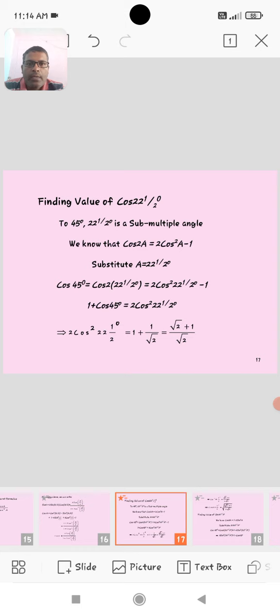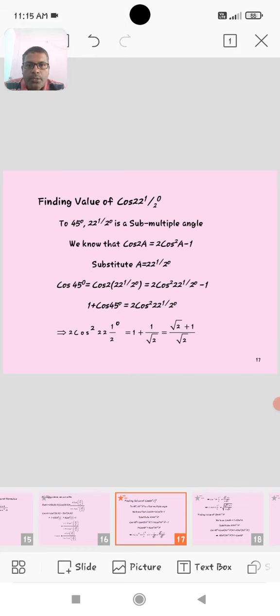Substitute a equal to 22 and half. Cos 45 is equal to cos of 2 into 22 and half, which is equal to 2 cos square 22 and half minus 1. Now the minus 1 goes to the left side, we get 1 plus cos 45 is equal to 2 cos square 22 and half.